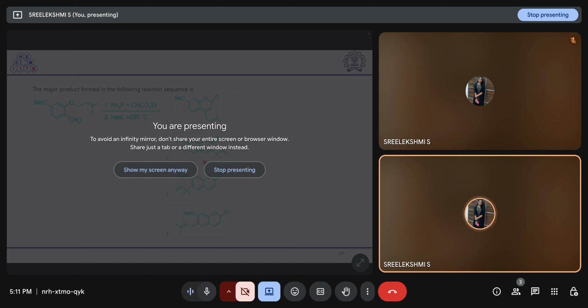The major product formed in the following reaction sequence. This particular compound, upon treating with this ester, first forms one product. Then we are heating that product at greater than 200 degrees Celsius. Out of the four options given here, which will be the final product after these two steps of reaction? I will give you a couple of minutes and then we will discuss the mechanism as well as the answer.